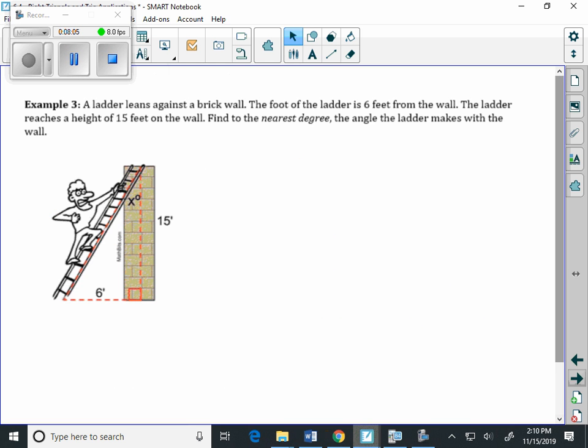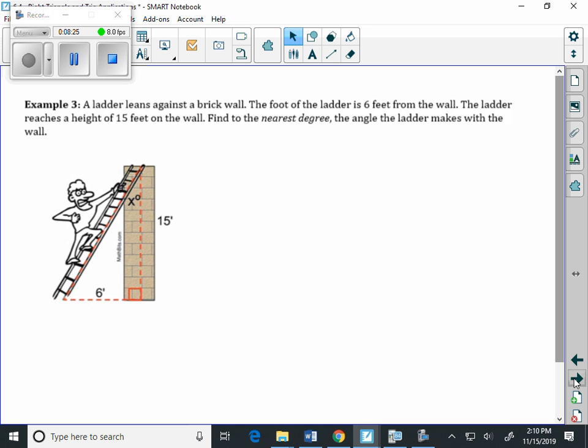So again, if we know that sine is opposite over hypotenuse, if we know that cosine is adjacent over hypotenuse, if we know that tangent is opposite over adjacent, then we have a good start on how to set these up. And again, nice to have the pictures, goofy as they may be, like this one.